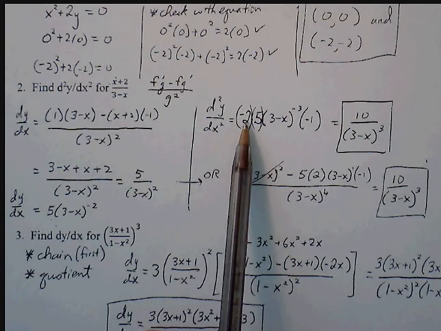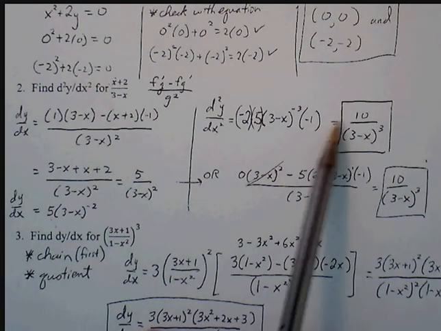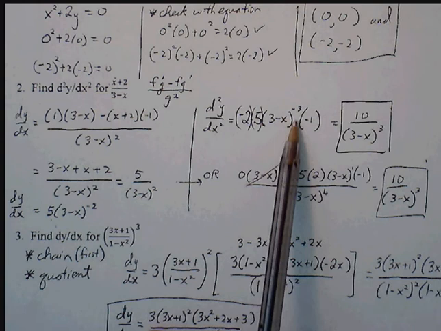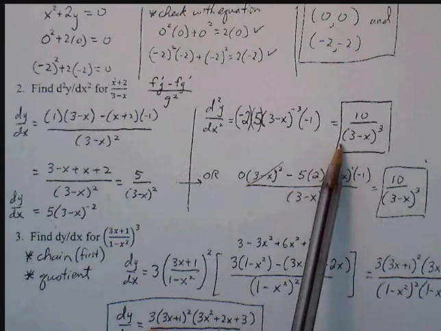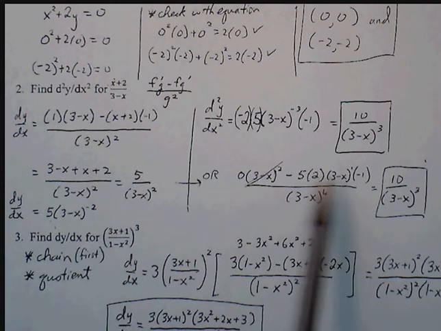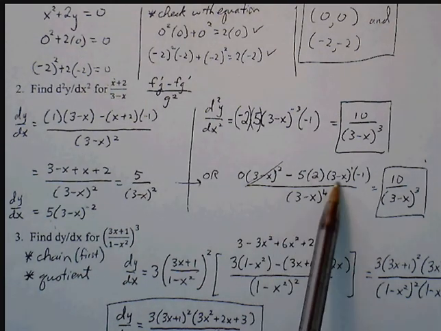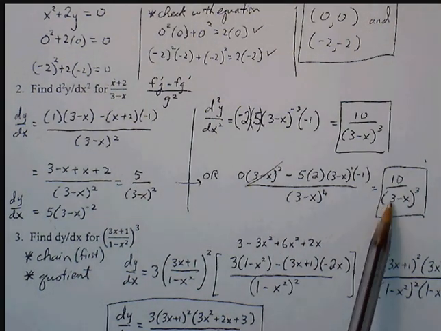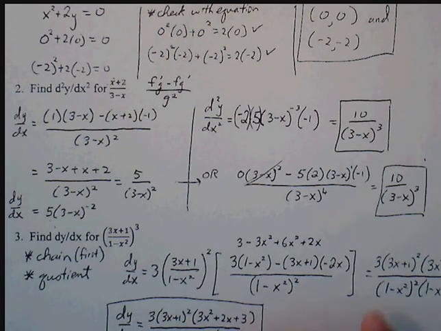We have to clean this up a little bit. Negative 2 times 5 times negative 1 is positive 10. 3 minus x to negative 3, we can bring that down to the denominator. Okay, and then I just showed another option here where I could have gone through quotient rule and it will give me the same result, 10 over 3 minus x parentheses cubed.